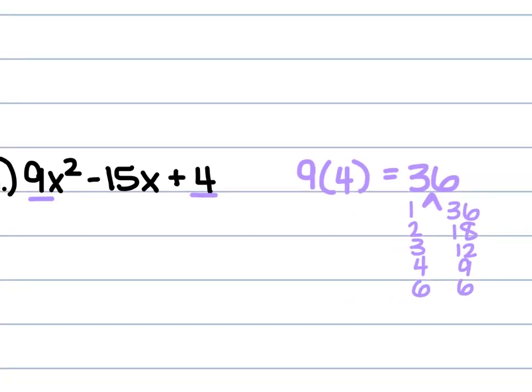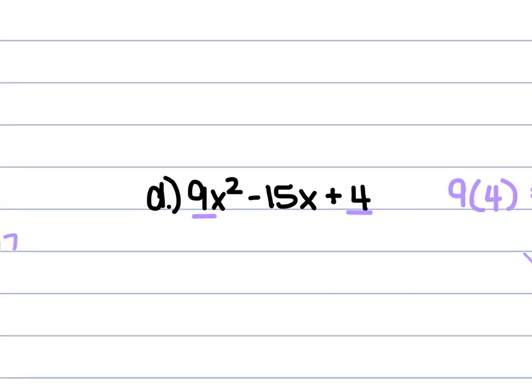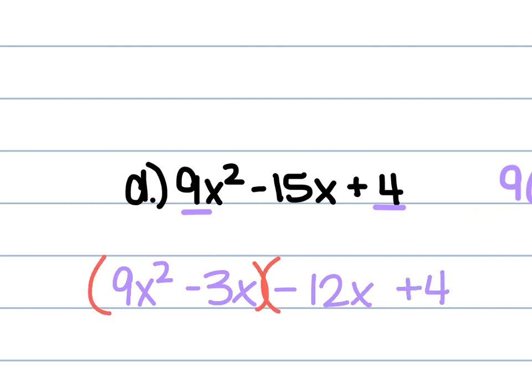So again, we're looking for a negative 15. So they both have to be negative here. When we go ahead and add these up, if we add the negative 3 plus the negative 12, we're going to get a negative 15. So those two work. So we're going to use the 9x squared, then the 3x, which is negative, and then the negative 12x plus 4. We are going to factor by grouping.